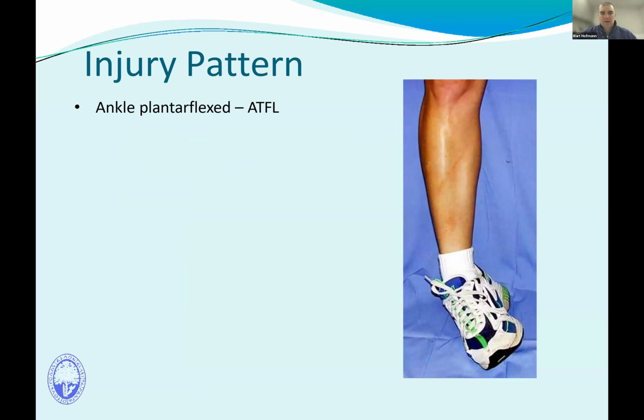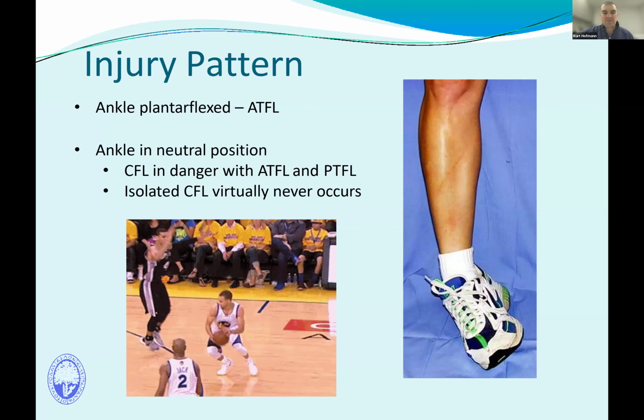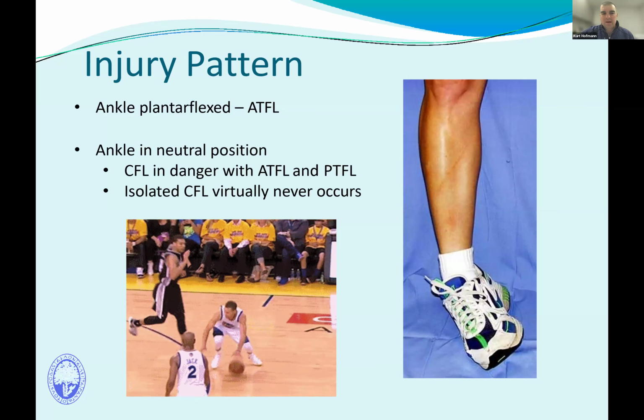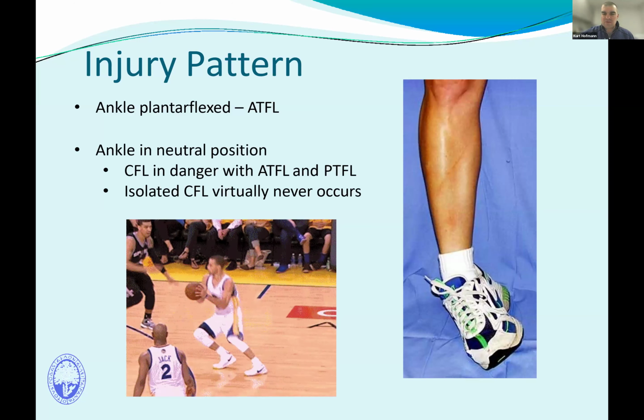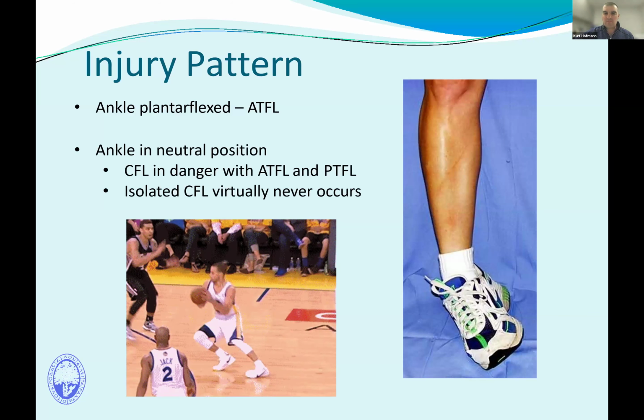So in general, when the ankle is plantar flexed, as you can see in the picture to the right here, there is a much higher propensity of injury to the ATFL. The ATFL is lax in that position, and that can cause an inversion injury to the ankle, which again injures that most anterior ligament. When the ankle is in a neutral position, as you can see in the video below, the CFL is also in danger. What that means is that usually there's a correlation between the injuries, meaning that they start from anterior and travel posteriorly.